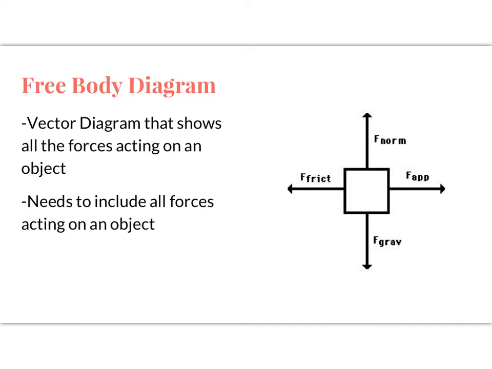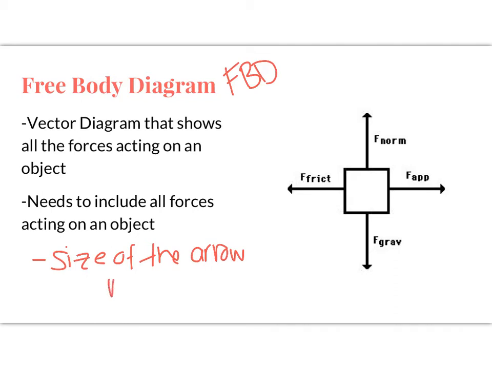So one of the most important things in this unit is to look at free body diagrams. And I often just call them FBDs. So they are a vector diagram that shows all the forces acting on an object. Because of this, they need to include all the forces acting on an object. What's also important in this is the size of the arrow matters. So as we go through the rest of this lesson, that's something that you should be noting as I go through different examples.